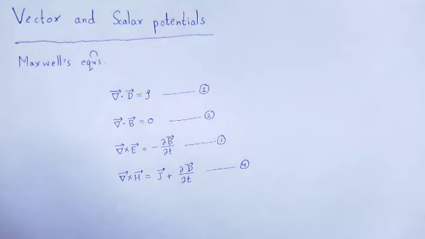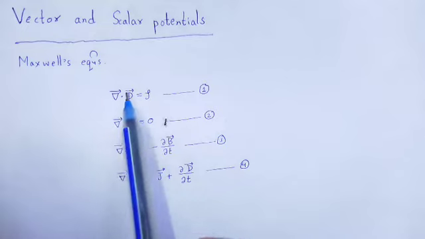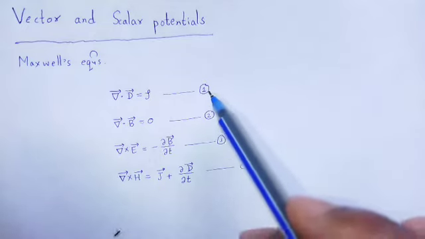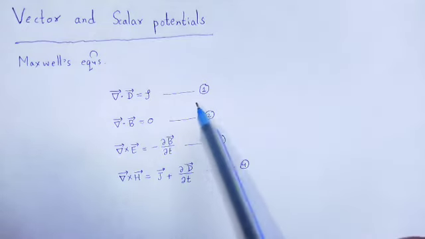In this video, we are going to discuss vector and scalar potentials. Let's begin. Vector and scalar potentials. Basically, we have to discuss Maxwell's equations in terms of vector and scalar potentials. First we write Maxwell equations. The four Maxwell equations are written here.